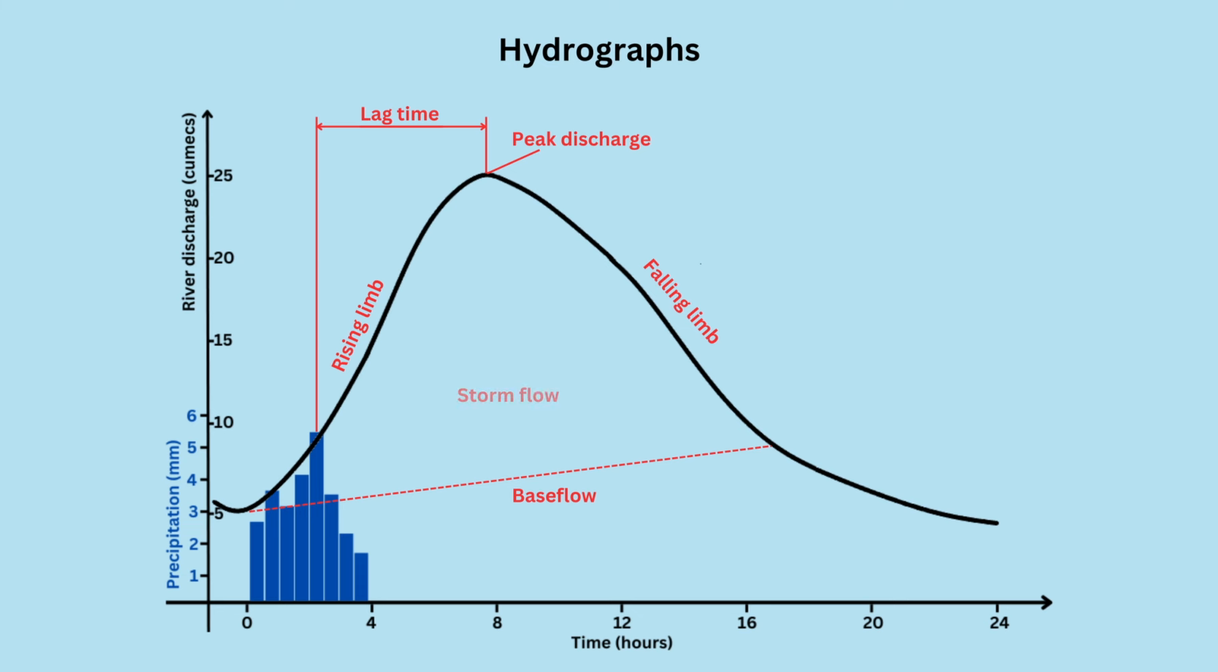Above the base flow is the storm flow. This is the water that has arrived in the river via surface runoff or rapid through flow. The river has a limited capacity within its banks. If the bank full discharge is reached, the river will break its banks and flood.